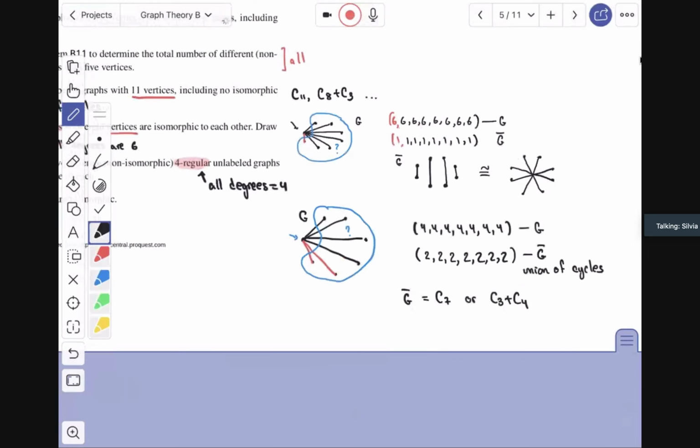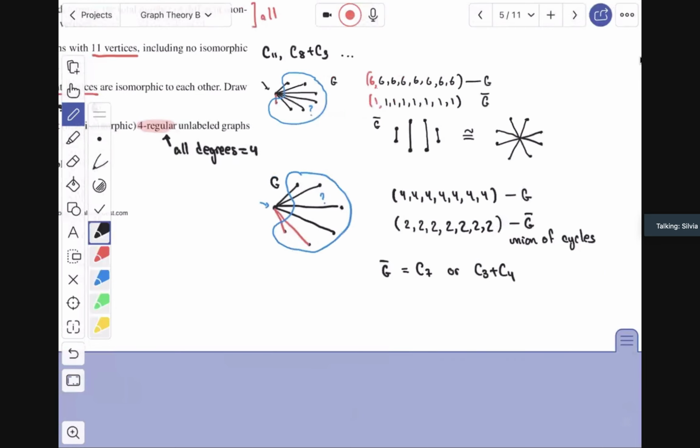Of course, these are the complements. So you want the complement of C7 and C3 plus C4, which looks like this. C3, C4, or C7. So that's G complement. So the ones you have are all the other edges. Take the complement. Those are the ones that they're asking you to get.